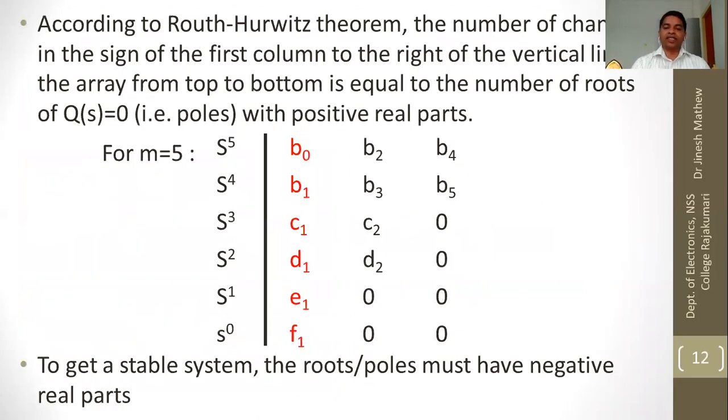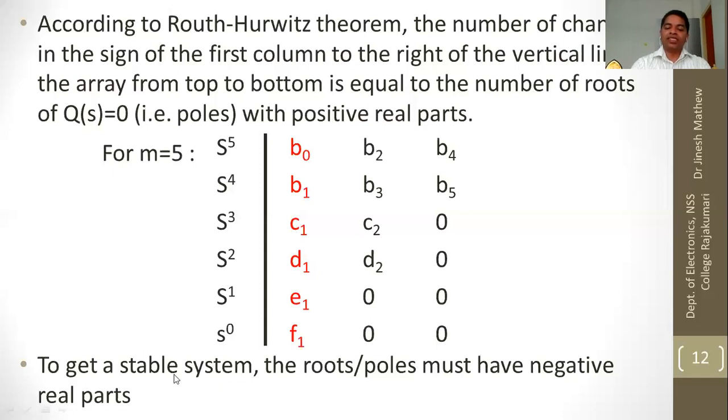According to the Routh-Hurwitz theorem, the number of changes in the sign of the first column to the right of the vertical line in the array, from top to bottom, is equal to the number of roots of Q of s with positive real parts. So once we get the root array, we travel from the top to bottom of the first column of the coefficient matrix of the root array. If there is a sign change, then the system is unstable. If there is no sign change, then the network is stable.